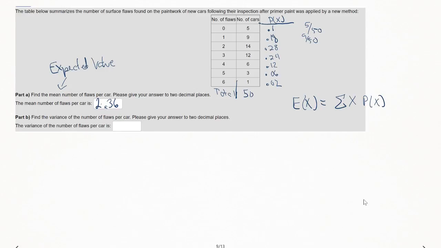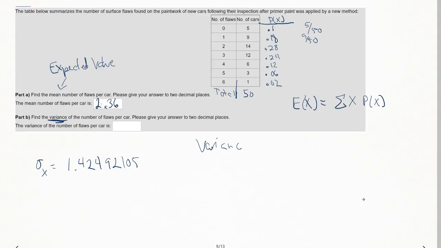Okay, so now we have that. The other piece of information that you get, now this wants to find the variance. We do have the standard deviation. We have the sigma of x equals 1.42492 and then 105. So the variance is just taking that standard deviation and squaring it. Okay, so all we have to do is type into a calculator that number.